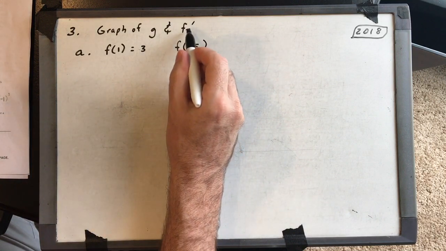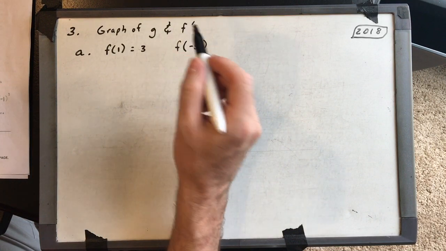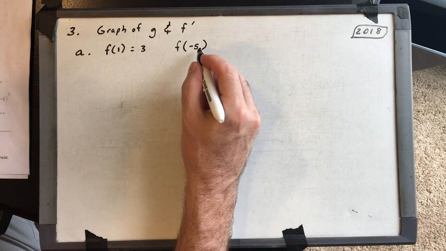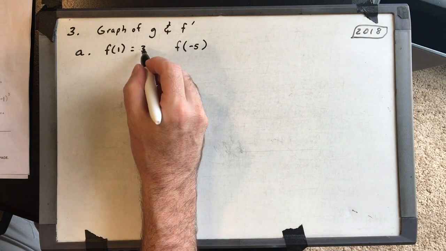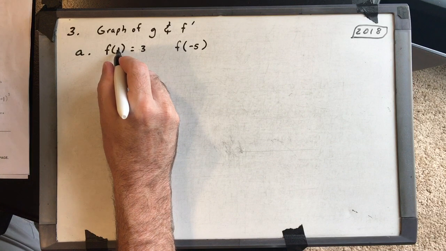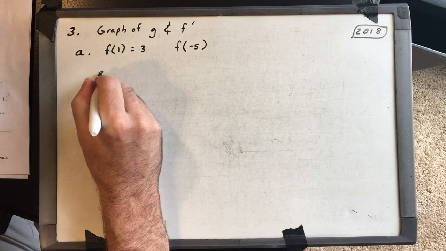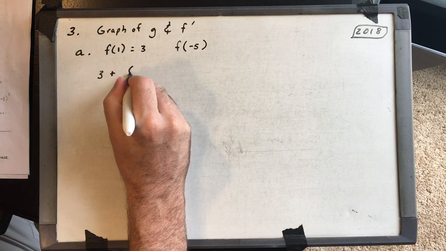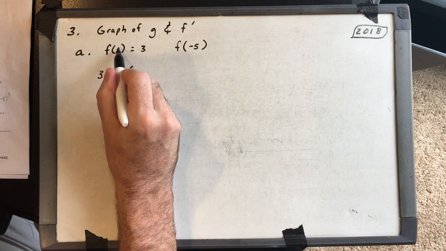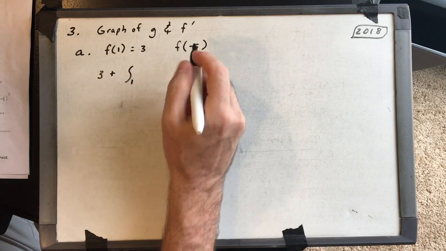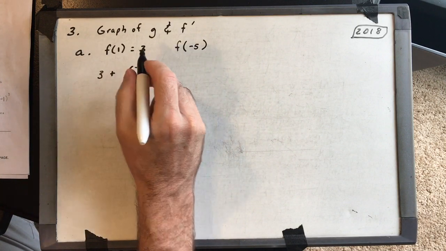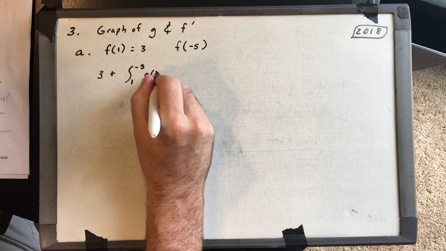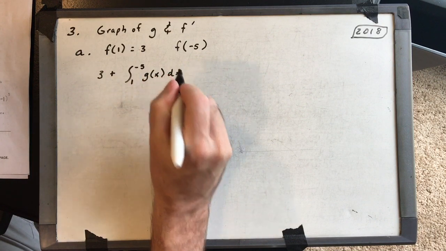If you have a graph of a derivative, this is how you figure out the value of a particular point on the graph of the original function, f. You start out with the y value at x equals 1, what you're given. So 3 plus, and then we're going to integrate from this x value 1, to the value we're trying to get to, negative 5, of the graph of the derivative, which is g of x dx.